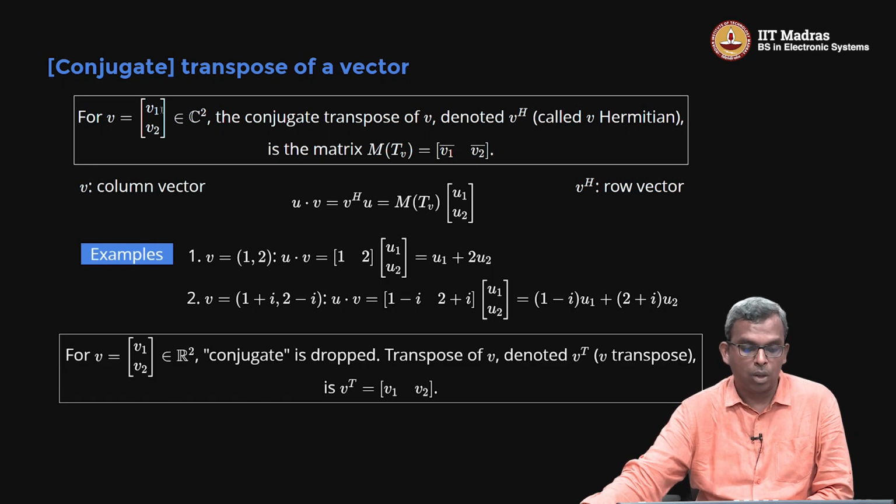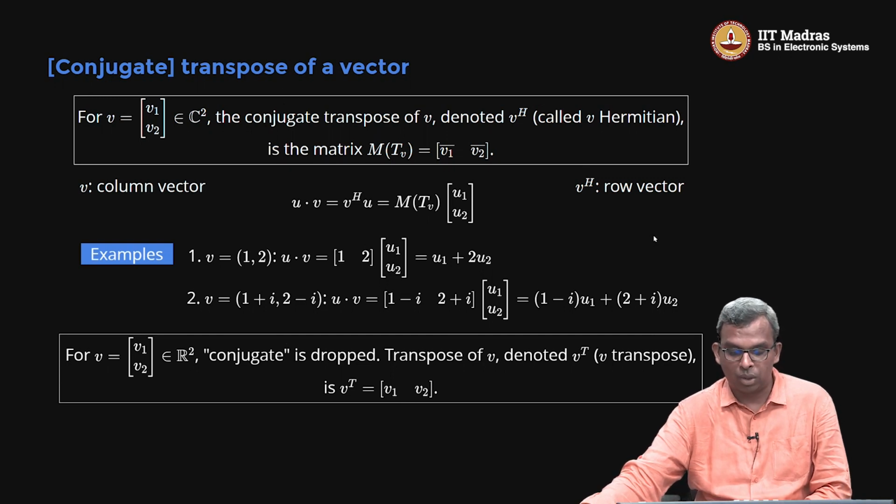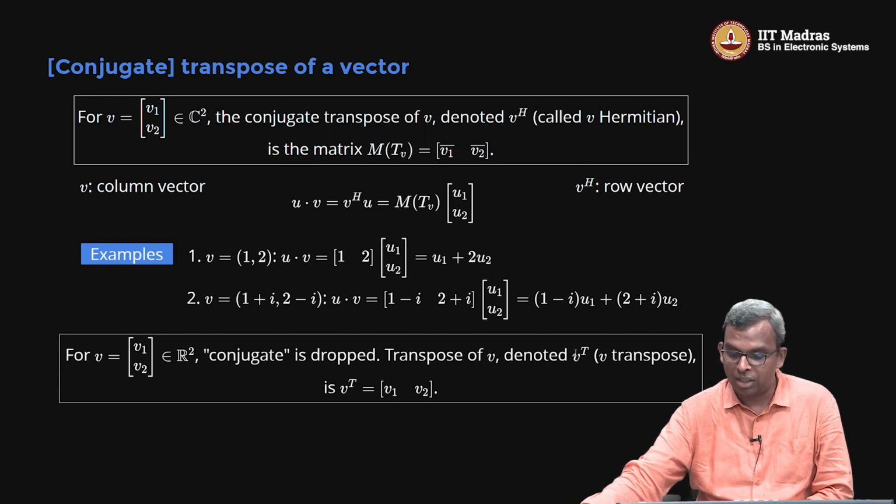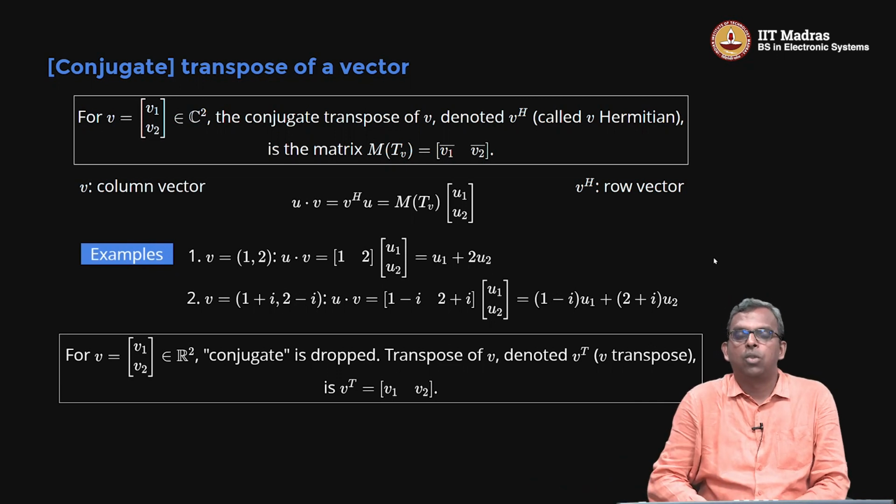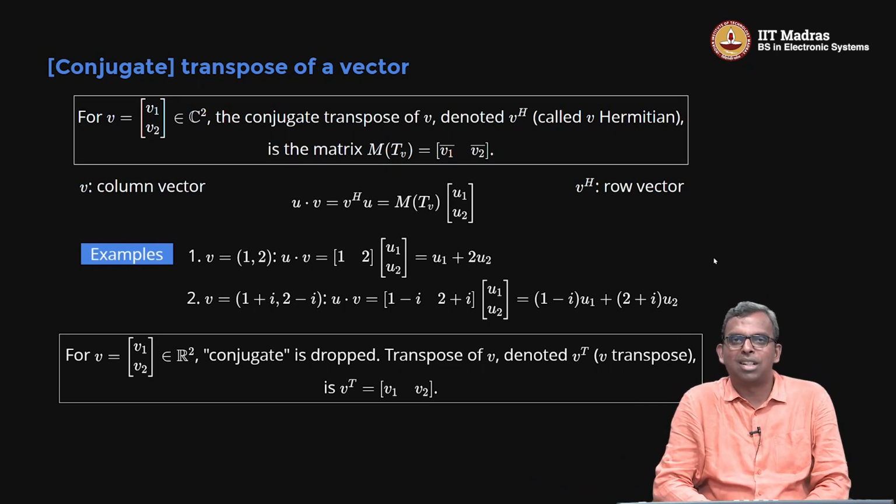Okay. Now, if you specialize to R, if instead of C2 you are in R2, then this word conjugate is dropped. Okay. So, the transpose of a vector, which is denoted Vt now, which is V transpose, is simply V1 V2. There is no conjugate. Well, conjugate is there, but then it does not do anything. So, you can drop the conjugate and simply say transpose of V. Okay. So, this is a very brief introduction to the transpose and conjugate transpose.